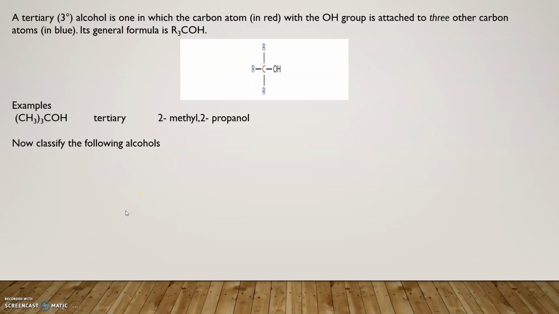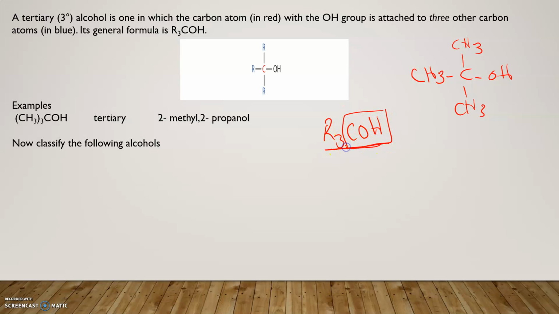Now to the tertiary. A tertiary alcohol is when the carbon is not connected to any hydrogens. All it has is just alkyl groups. So if we have CH3, C, CH3, CH3, and OH, can you see? There is no hydrogen here, only carbon attached to other carbons. So the general formula will be R3COH. There is no hydrogen attached to that carbon.